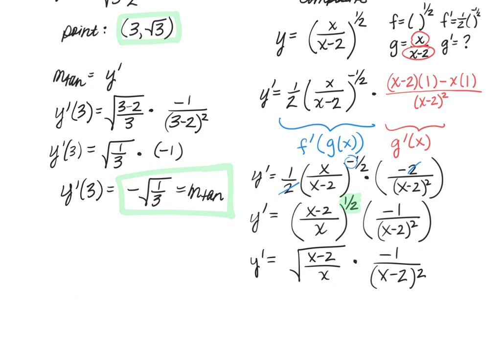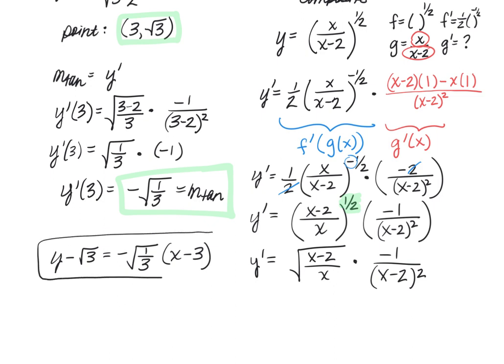So point-slope form would be y minus the y value of the point, which is the square root of 3, is equal to the slope, which is negative 1 divided by rad 3, times x minus the x value of the point, which would be x minus 3. So for some instructors, you would be done here. There's the equation for your line.